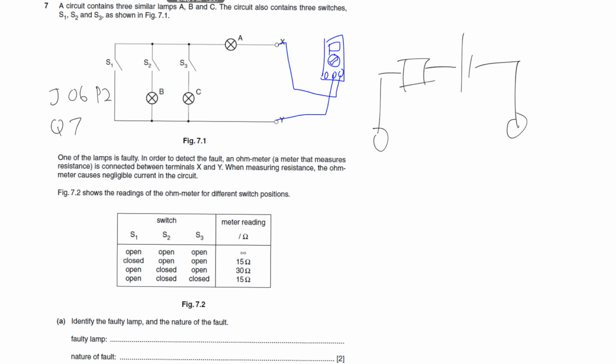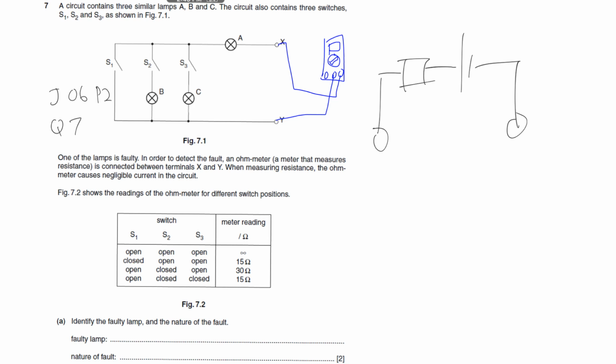Next one, closed, open, open. If this is closed, this is open, this is open, then current will be able to flow through here and come back. Can you see now? It comes out and flows through here and comes back. So your ohmmeter will measure this resistance only, because it only passes through this and comes back. This shows you 15 ohm. That means this is a clue telling you that the resistance in A should be 15 ohm.